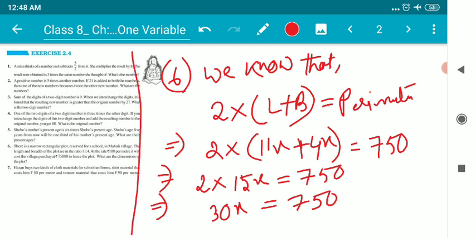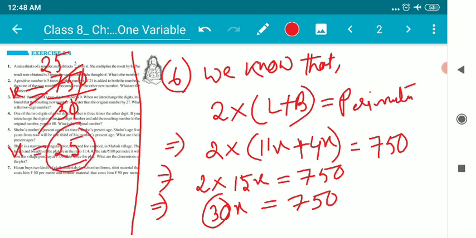So using the linear equation method, I'll just keep x over here. I'll transpose 30 from the left hand side to the right hand side, and it will be 750 divided by 30. 0 and 0 got cancelled. 3 25s are 75. So the value of x is coming 25. So children, now you might be thinking, what will we do with the value of x?